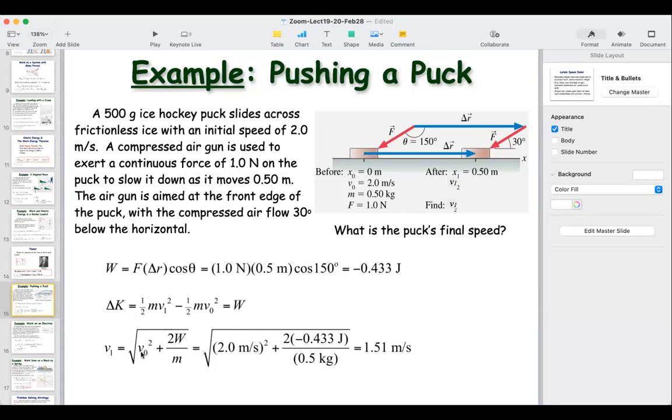And so now I know everything: the initial velocity of 2 meters per second, squared, because it's velocity squared, plus 2 times the work that I just found divided by 0.5 kilogram. So the only difficulty, if you want, was to be able to identify this cosine of 150, to identify the component of the force along the displacement. I hope it's okay.